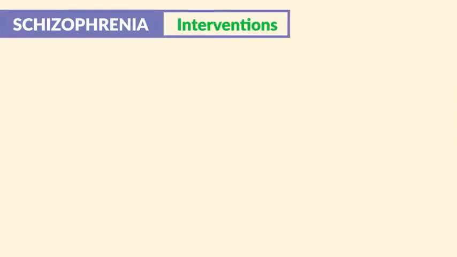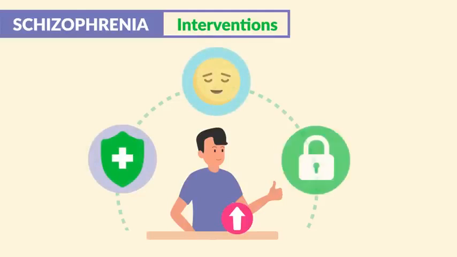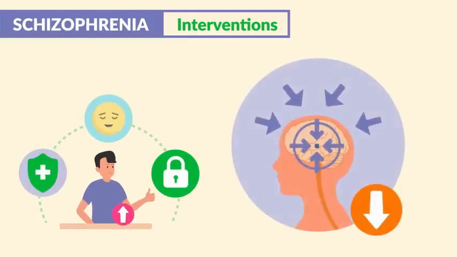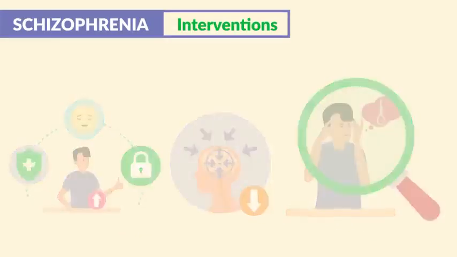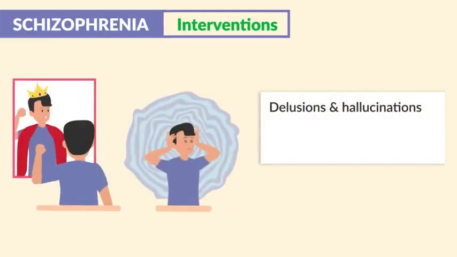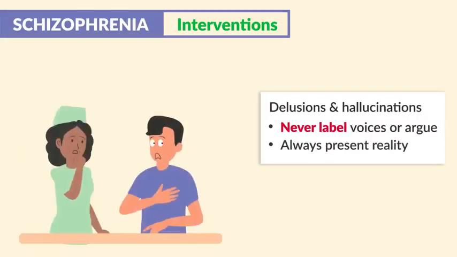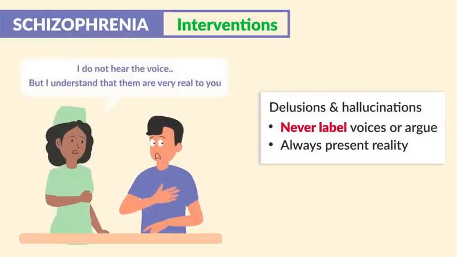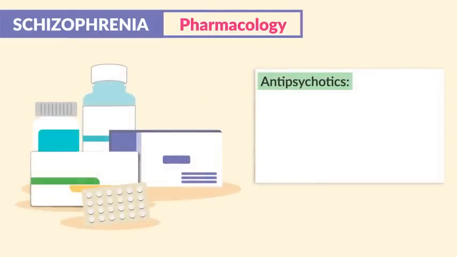Now, switching gears to interventions. We always provide a safe and structured environment and promote trust. And then decrease environmental stimuli and always monitor for suicide risk. So for delusions and hallucinations, I would write these down. Never label the voices or argue with the client about the voices. Always present reality and tell them that you don't hear any voices, but they may seem real to the client. This is therapeutic communication. Now, in terms of pharmacology, we can always use the good old antipsychotics.